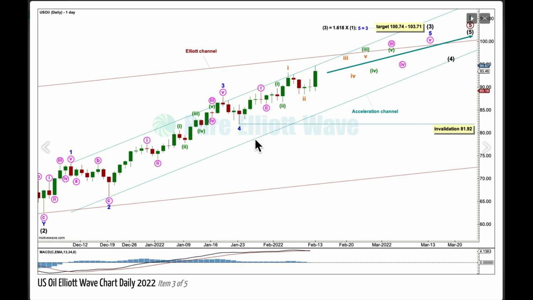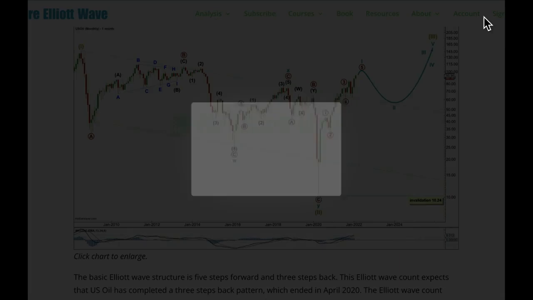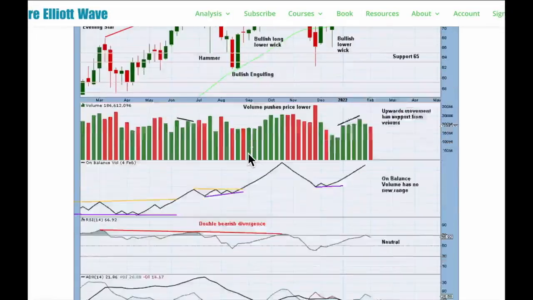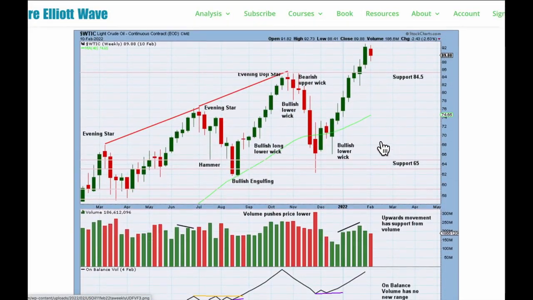Keep drawing an acceleration channel as price continues higher. From the end of 1 to this high, place a parallel copy on this low. This may assist to show where deeper pullbacks may find support. Within -5, no second wave correction may move beyond its start, below 81.92. Classic analysis now, which is fairly bullish at the weekly chart level.